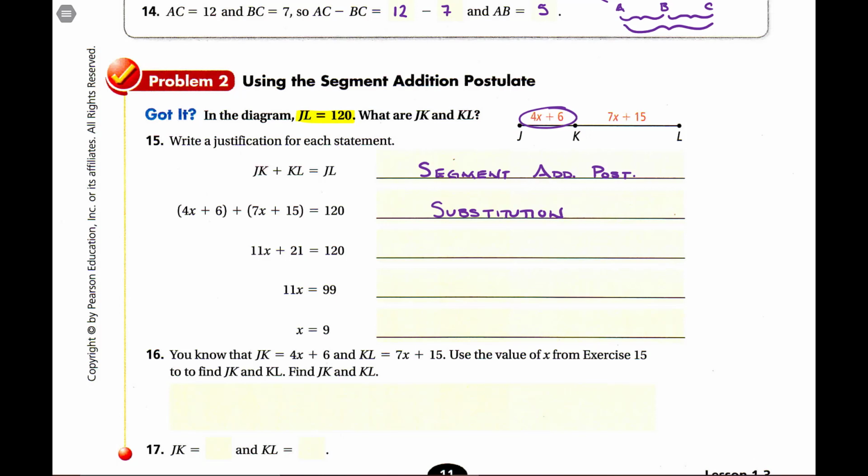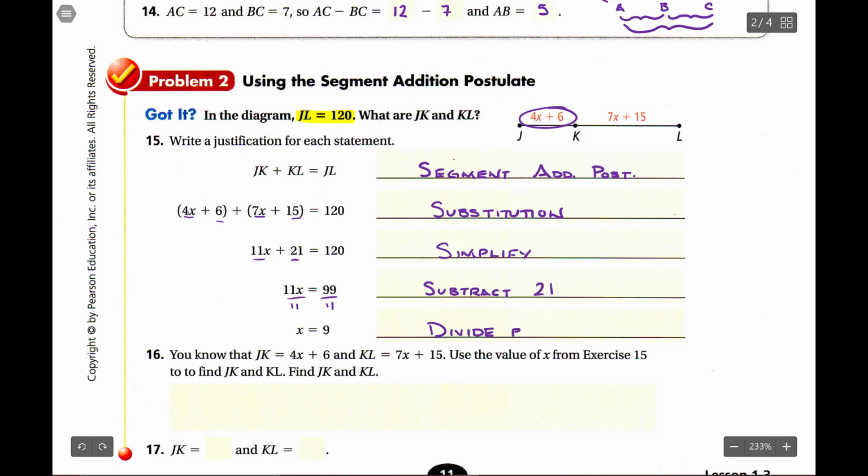The next step is to simplify everything. So we have 4x plus 7x is 11x. 6 plus 15 is 21. And that is simplify. Or you could put combine like terms. The next step, subtract 21 from each side. That's how we went from 120 to 99. The 21 is gone from the left, so we just subtract 21. And the last step, both sides have been divided by 11 to get our final answer of x is equal to 9.